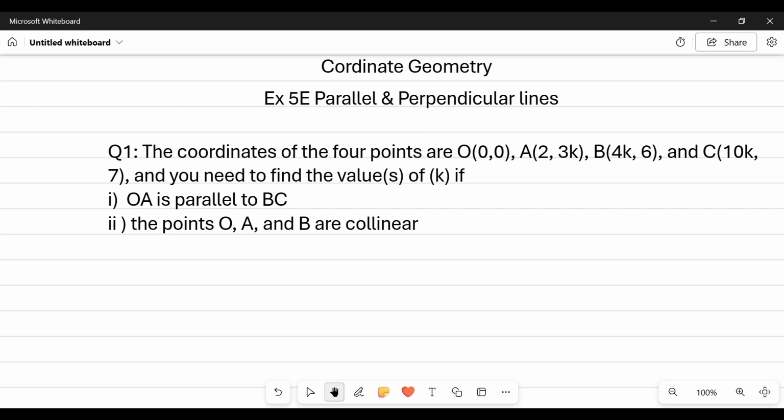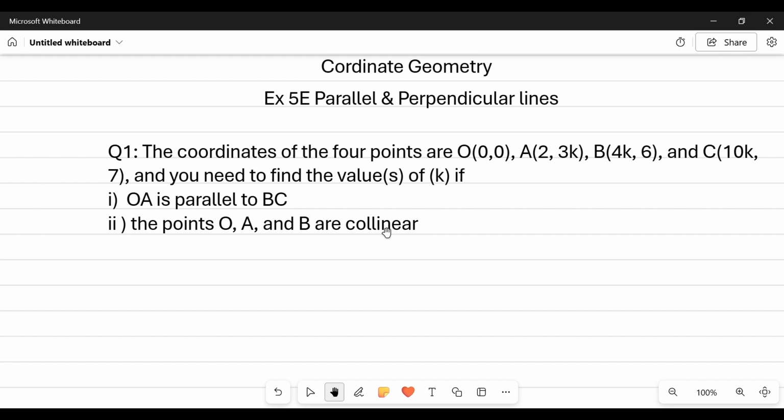We will solve a few questions related to parallel and perpendicular lines of coordinate geometry. So how to solve this question? The coordinates of the 4 points are given. O is (0, 0), A is (2, 3k), B is (4k, 6), and C is (10k, 7), and you need to find the value of k.